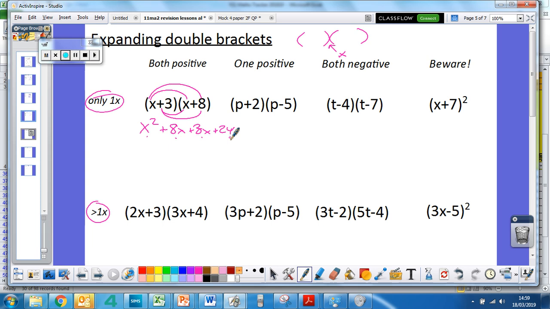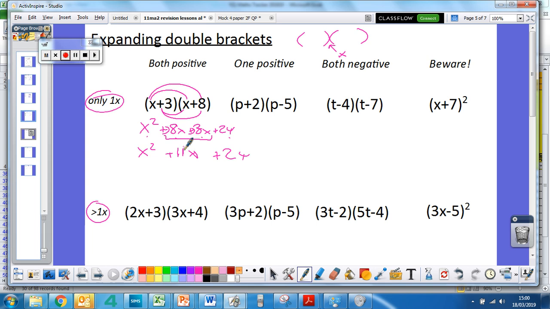You collect the like terms. It's these bits in the middle, the x's, that we need to collect. We still have an x squared, we still have a plus 24, but we need to deal with plus 8x plus 3x, so plus 11x. And that's how it works.